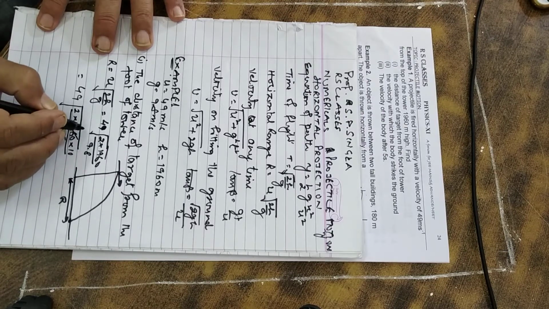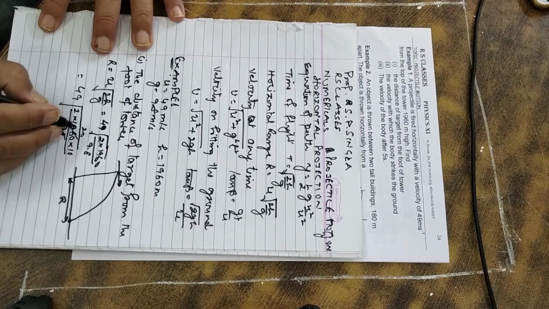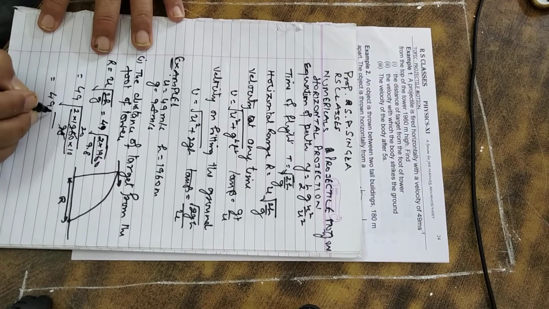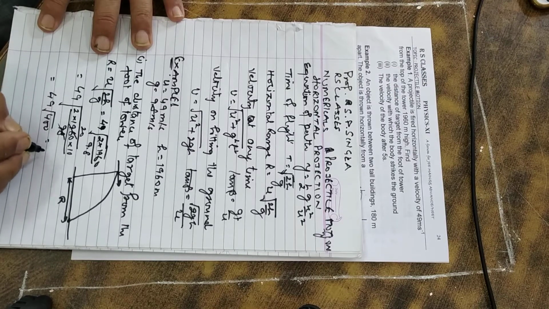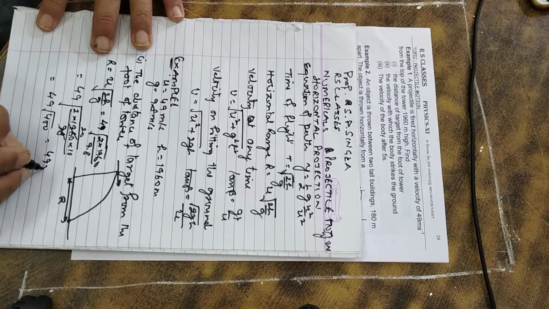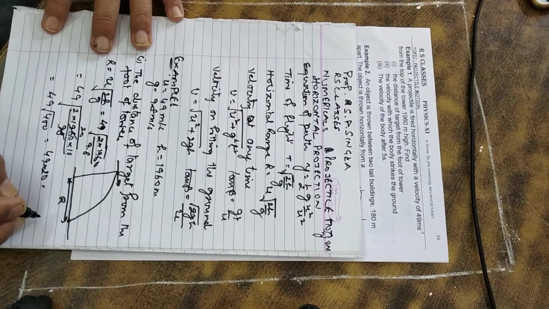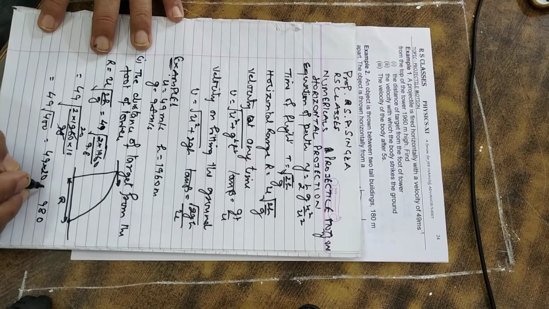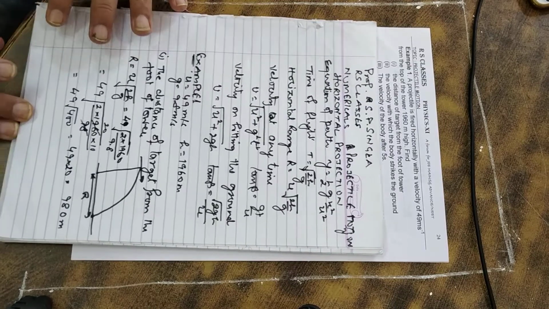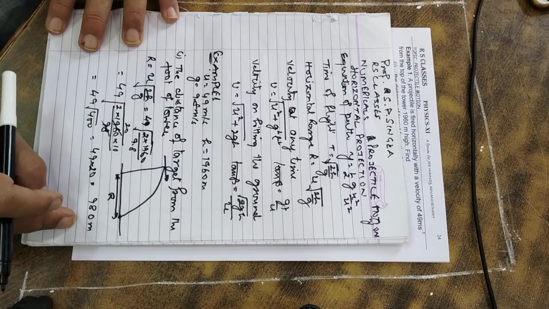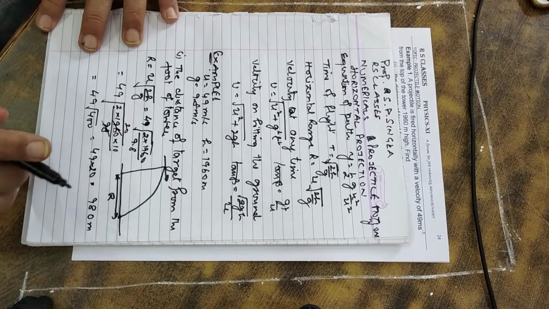To ye 98 se cancel karke aa jayega 20. This gives out 49 under the root 400, that is 49 into 20, which is 980 meters from the foot of the tower.